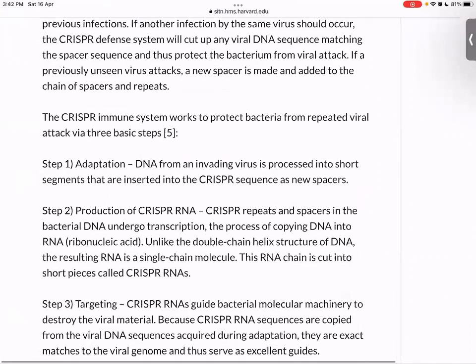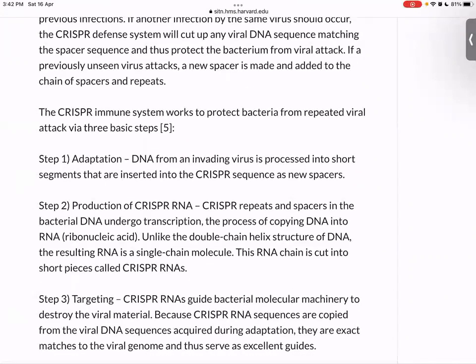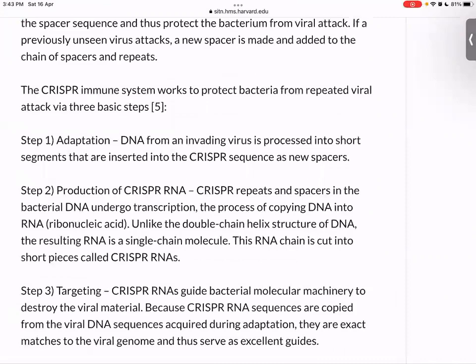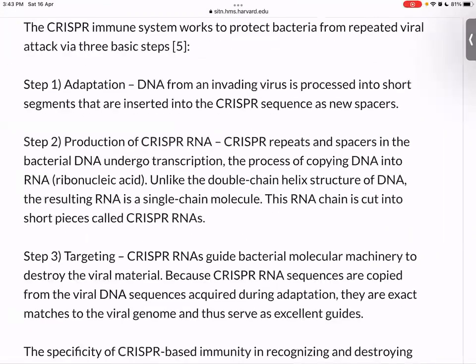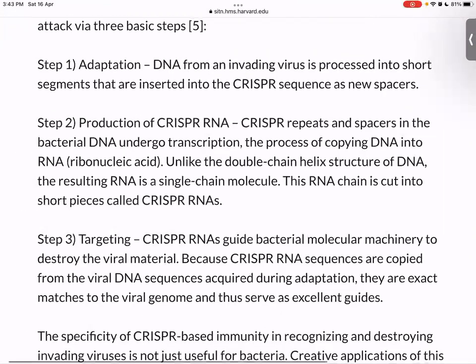Now, CRISPR immune system, of course, one of the uses is that it works in a bacterium to protect it from repetitive attacks by viral infections, right? How does it do it? It does it in 3 steps. Let me repeat these 3 steps once again. Step number 1 is known as adaptation, in which the DNA from an invading virus is processed into short segments or spacers, which will be integrated into the CRISPR sequence.